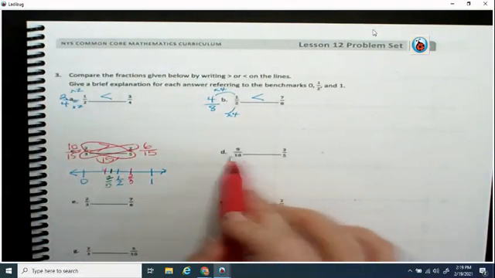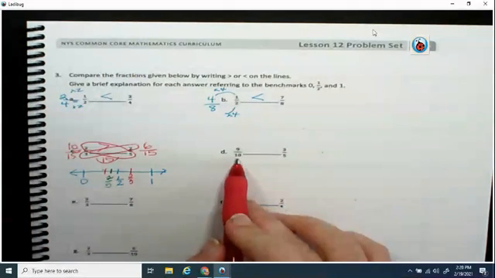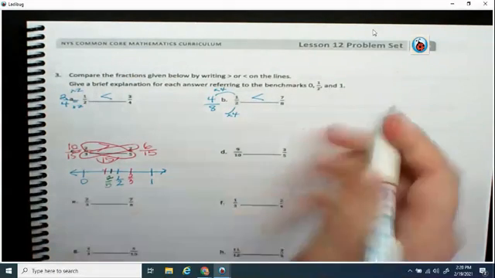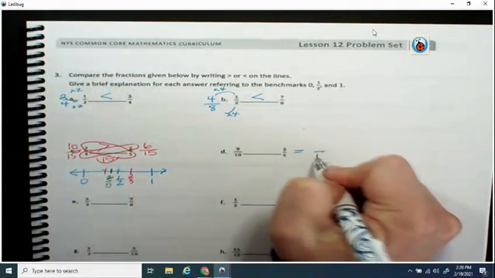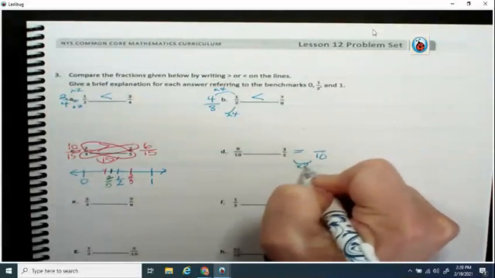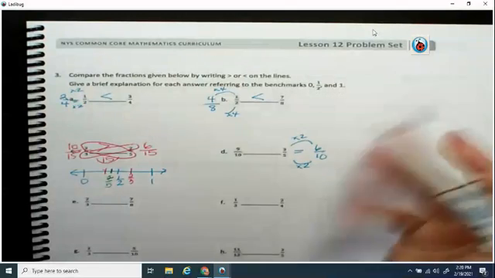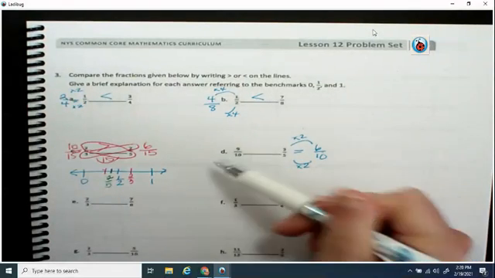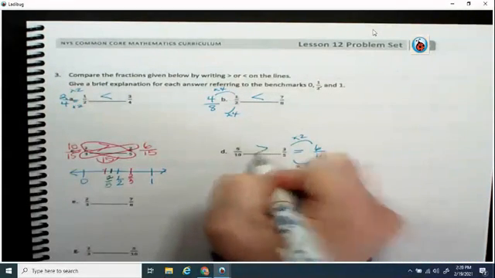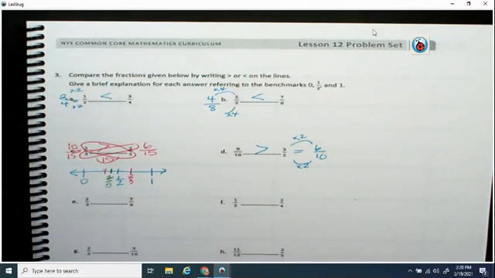Okay, let's look at this one. I've got fifths and I've got tenths. Well, I can definitely take these fifths and I can make them into tenths, because 5 times 2 is 10. So 3 times 2 is going to be 6. And 6/10 is definitely smaller than 9/10. So that one was kind of easy, because we could make it. This one does not have a denominator where we can find an equivalent fraction easily.